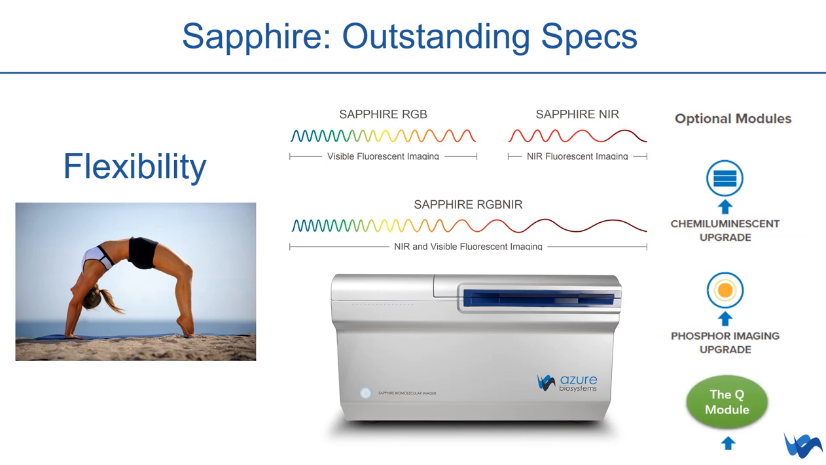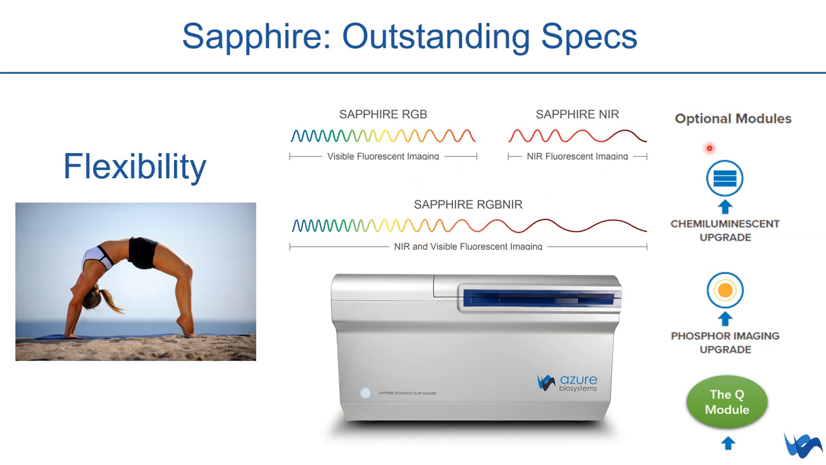Let's look at the configurations of the Sapphire. The Sapphire is very flexible, and depending on your needs, we will generate a customized machine for you. When you are coming more from the RGB world, you can choose the Sapphire RGB. When you are coming more from the near-infrared side and you are doing a lot of Western blots only, then you can choose the Sapphire near-infrared. If you want to do both, Sapphire RGB near-infrared would be the right machine for you.